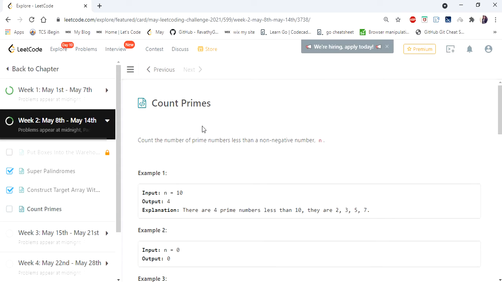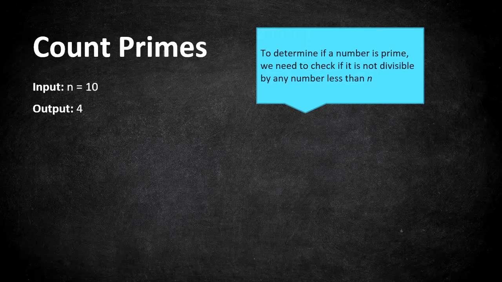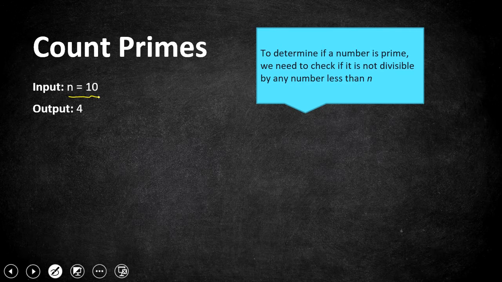So let's understand this problem with an example. Here is our given input limit n equal to 10 and we need to return the number of prime numbers within 10. Hopefully we all understand what a prime number is. Within 10, 2, 3, 5, 7 are the 4 prime numbers and we have to return 4 as our output.